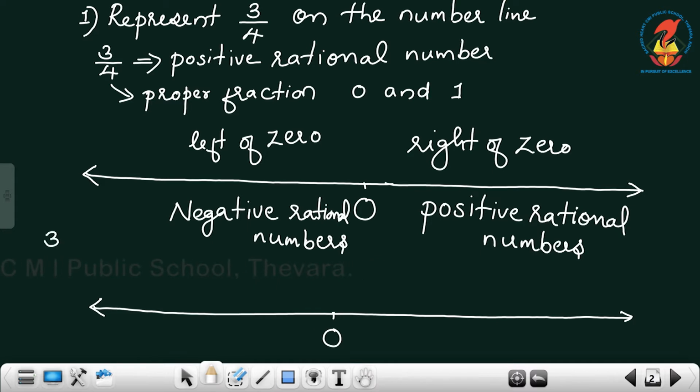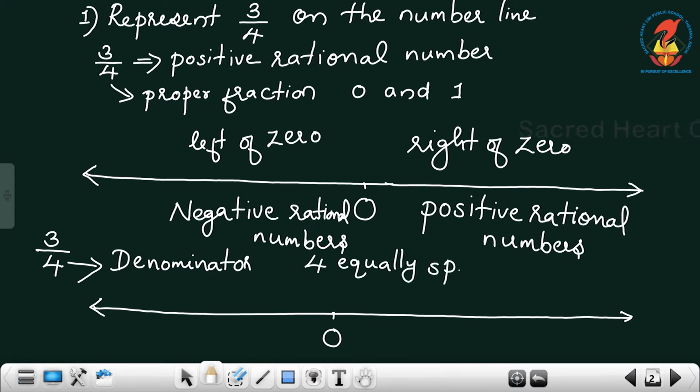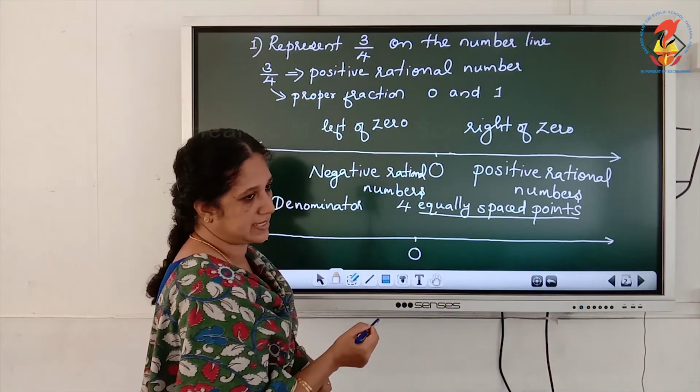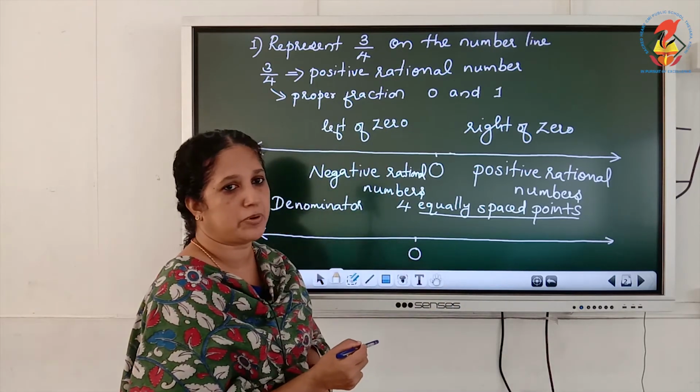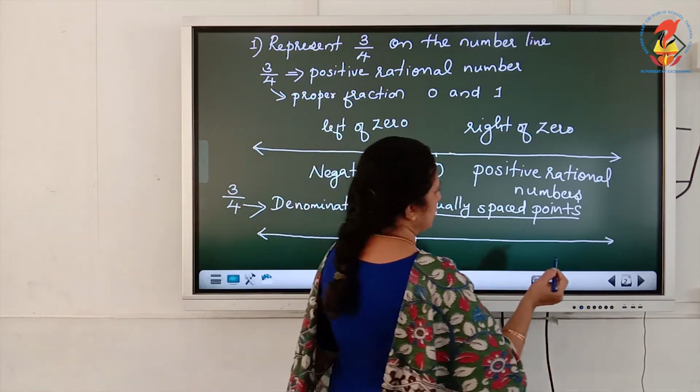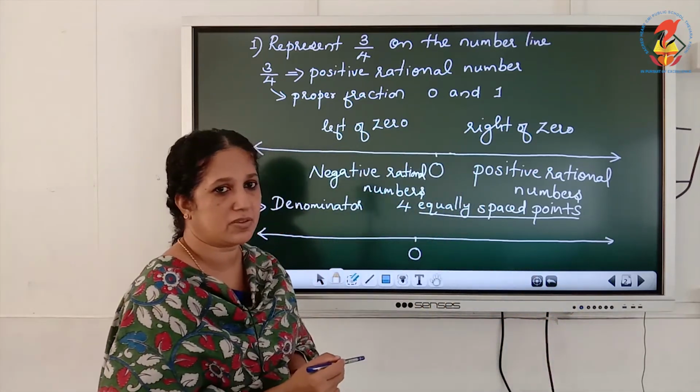Then look at the denominator of 3 by 4. What is the denominator? 4 is the denominator. So, you have to mark 4 equally spaced points. What is meant by equally spaced points? Points at equal distance. That means the distance between consecutive points should be the same. So, we can take it as 1 centimeter. The distance between the points is 1 centimeter.